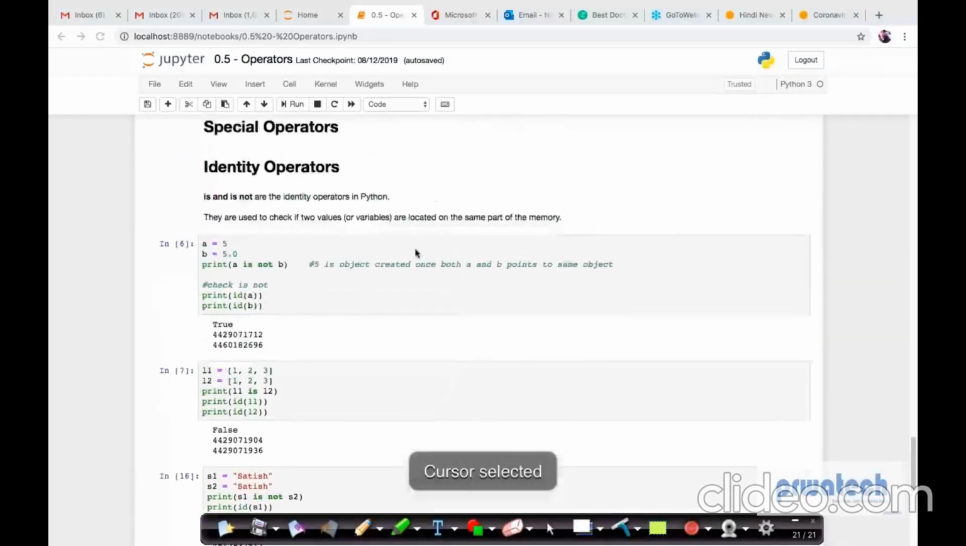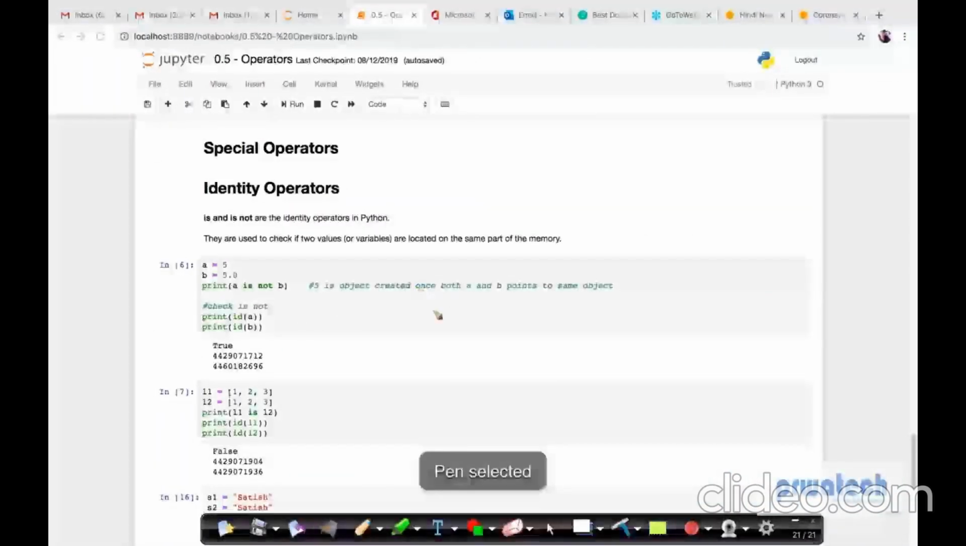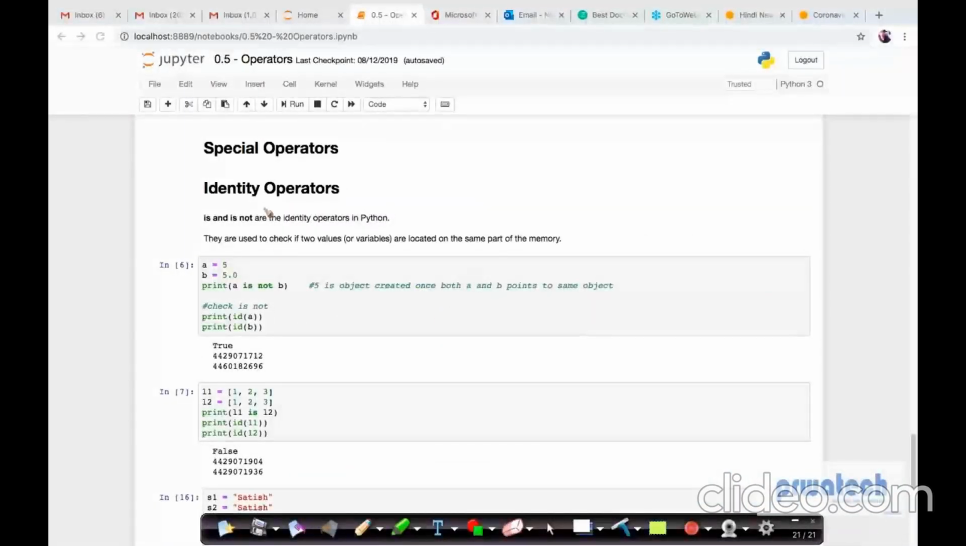Identity operators, and I told you identity operators are referred to with two things. Let me see the time. So we'll complete quickly, we have 5 minutes more. Identity operators are just two: is and is not.